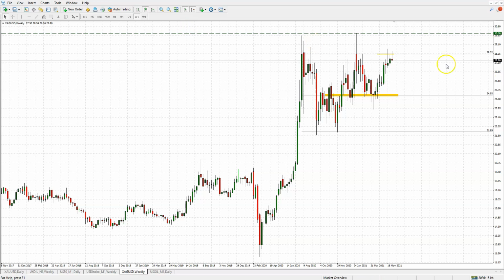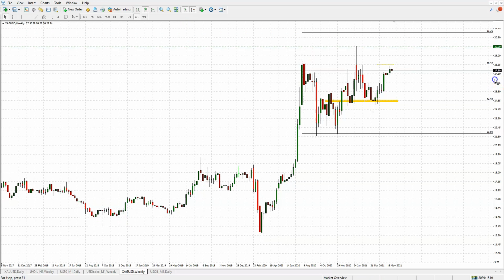Let's talk about the potential. Aside from 30, which is the main target, there's 31.36, which is literally the last line of resort here, the massive resistance level that's holding this whole structure in place. So at some point it will have to break. The timing, of course, remains the big question.